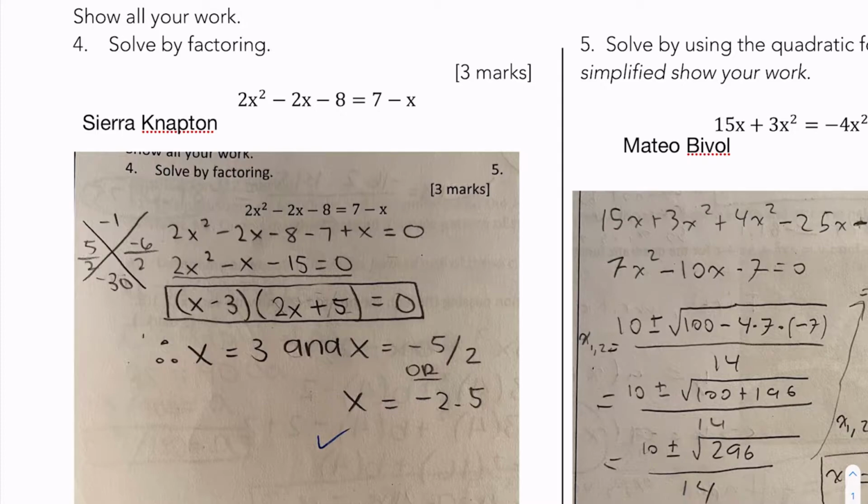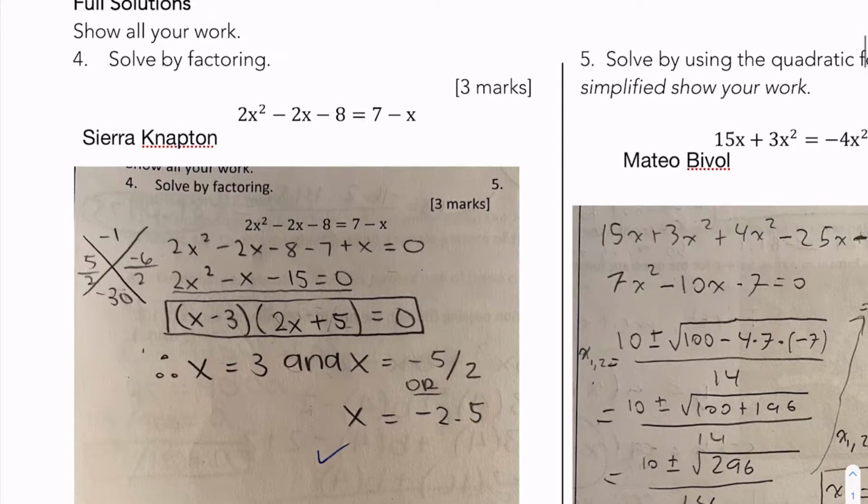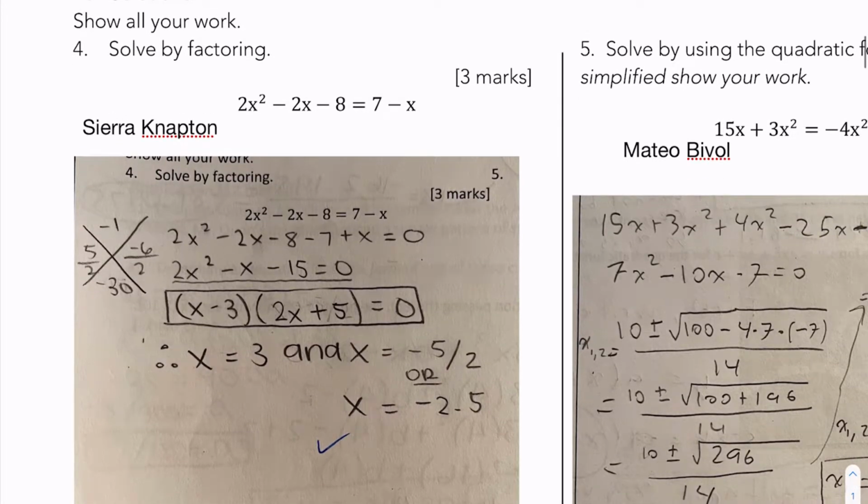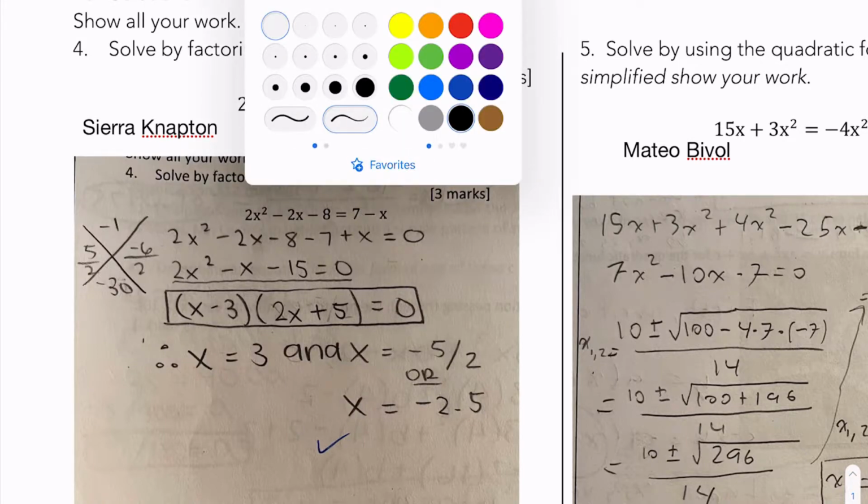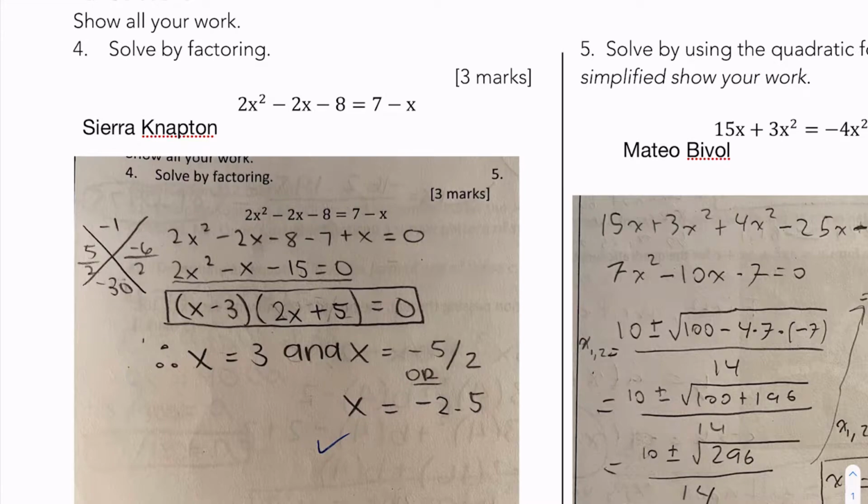So here we're looking at question number 4. We're trying to solve by factoring. The solution is courtesy of Sierra Knapton. And let's take a look at what she did. So I'm going to just get maybe a white pencil, which you can see on the surface.